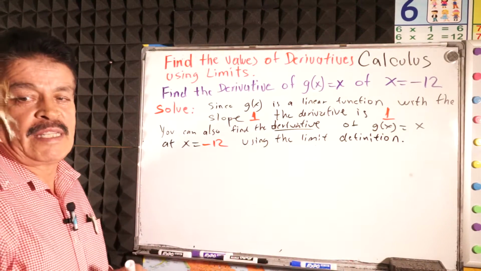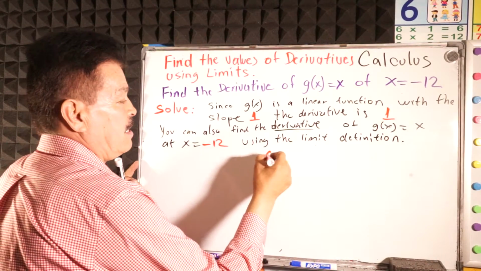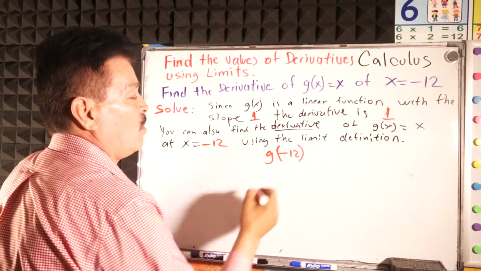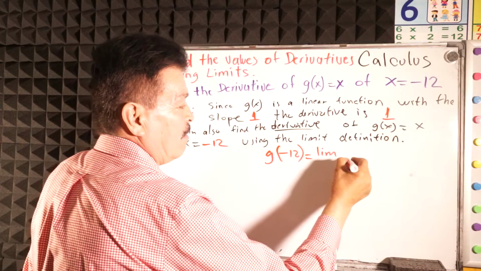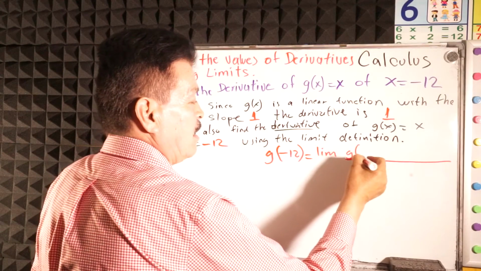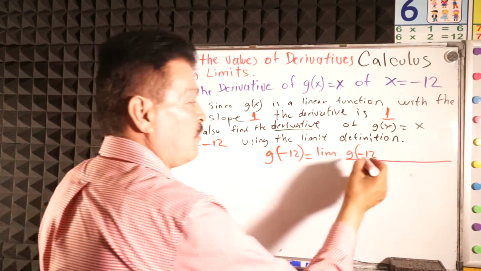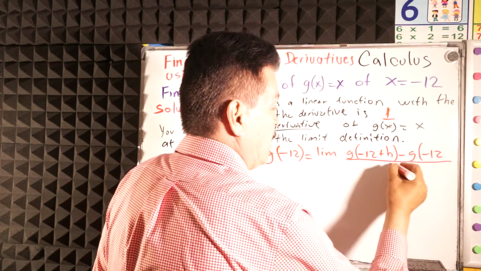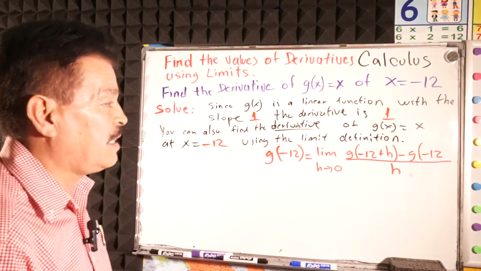All right. What is the limit definition? Let me write here g prime of -12. So g prime of -12 equals the limit of what? The main formula: g of -12 plus h minus g of -12, divided by h, when h approaches 0. This is the limit definition.